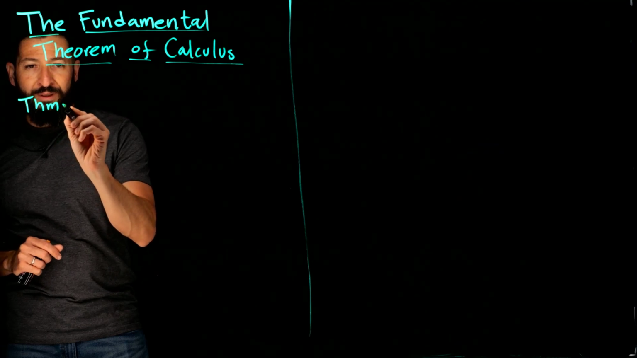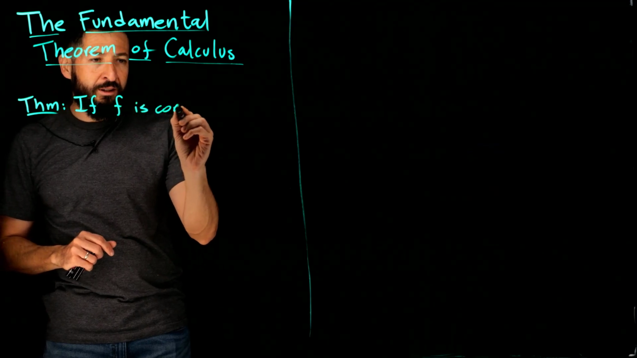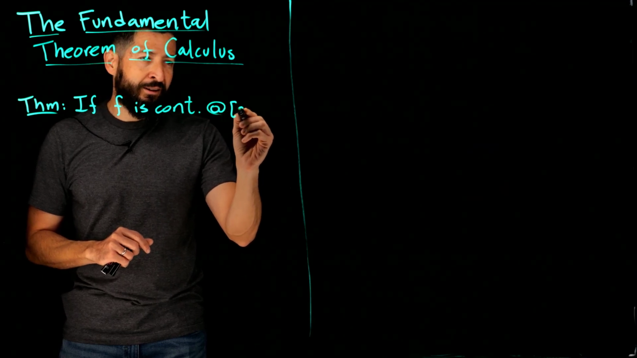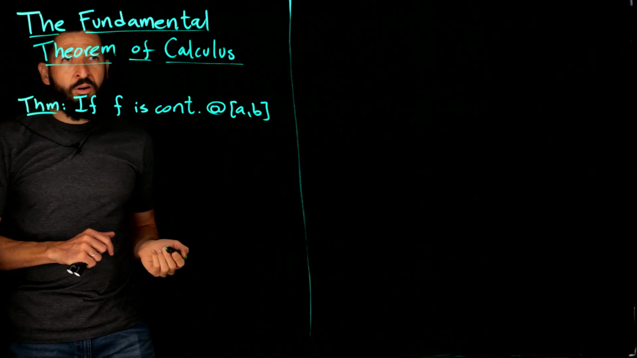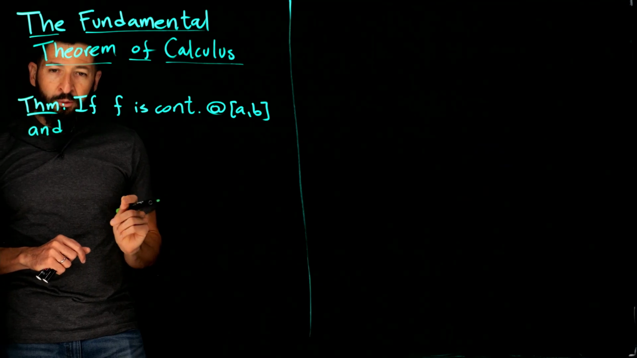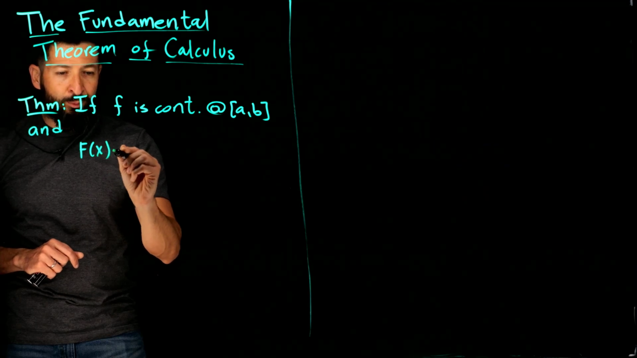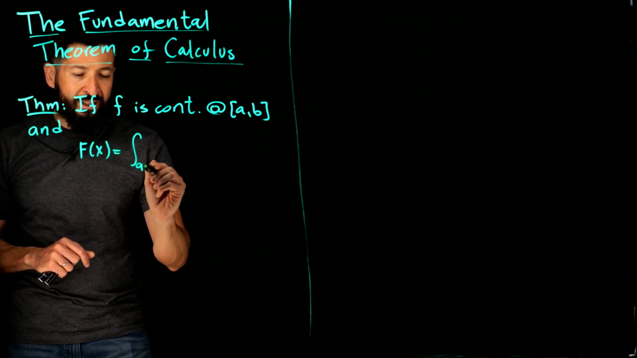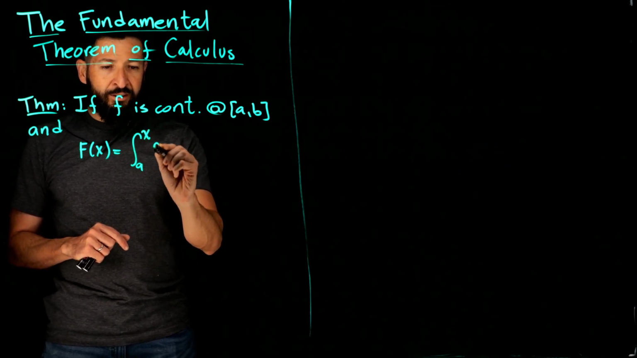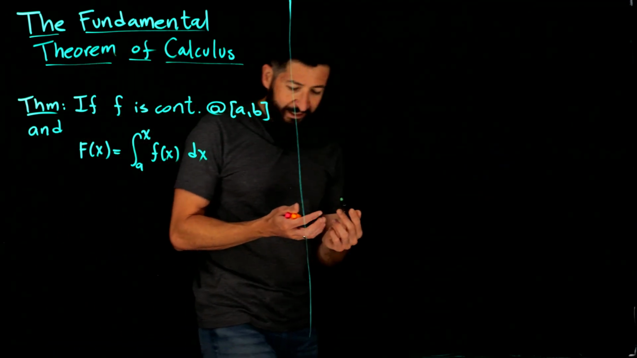So if f is continuous on an interval, let's say on the interval, in this case I don't really need F to be the antiderivative. I need F to be defined in this way. So F is going to be a function that is going to take the value, it's going to be the area under the curve of f of x between a and x. I'm going to draw a picture to explain this. So what does that F look like?